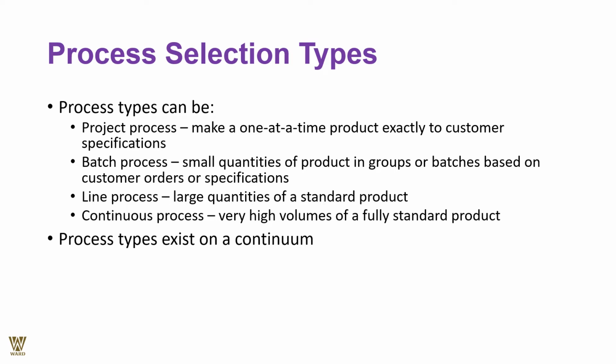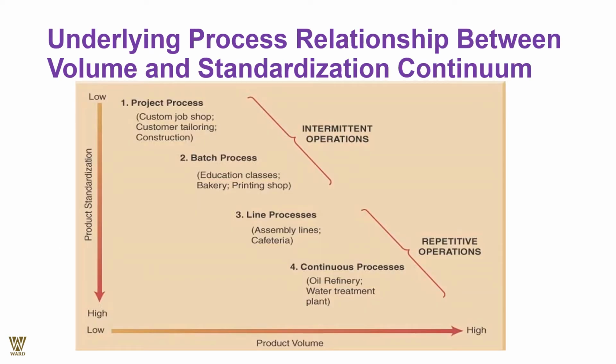Process types exist on a continuum basis. Remember, this is what we are looking at. Now, I have a pictorial representation for you to understand, wherein the product volume, the number of units produced, is plotted on the x-axis and increases with the passage of time, whereas the standardization gets higher. If you look into it, it becomes easier for the process flow altogether. The higher the standardization of products and the product volume, it becomes a seamless process.